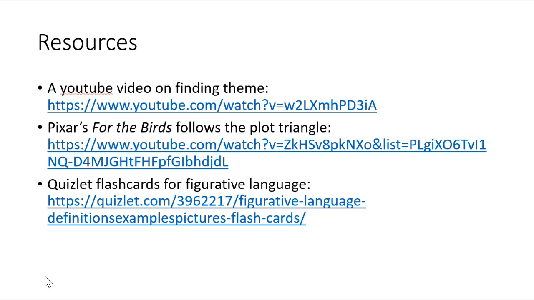Some other resources to address some reading skills are a YouTube video on finding theme. Pixar's For the Birds is a small little cartoon, and the actions in that follow a plot diagram perfectly. So it's a great way to introduce that, and it's high interest. There's also Quizlet flashcards for figurative language, just to help the kids have a way to remember what that language is.